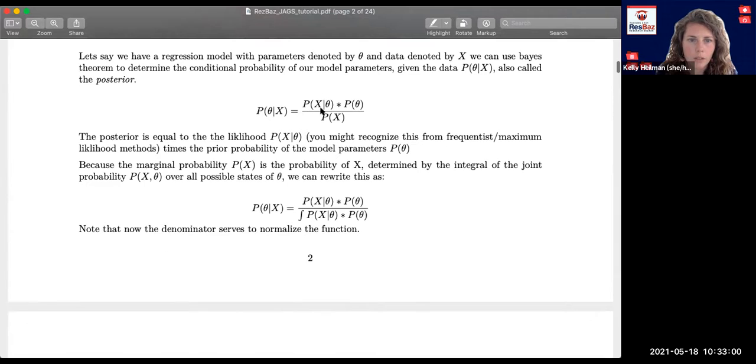Yeah, so this probability of the data given the model is the likelihood.